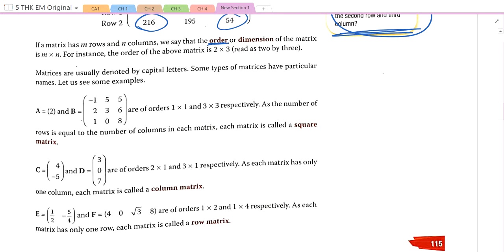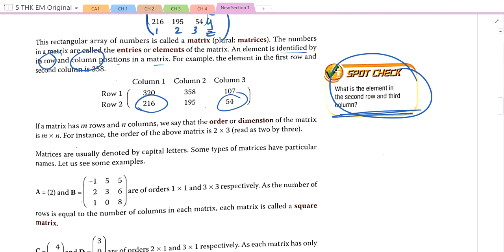Order of the matrix. So if a matrix has m rows and n columns, then we say that the order is m by n. This times over here, we call it by. Okay, m by n matrix. So spot check. What does m stand for? Number of rows. Again, it's the rows first, right? Rows and columns. The order is also written in the same form. Row, then the column.